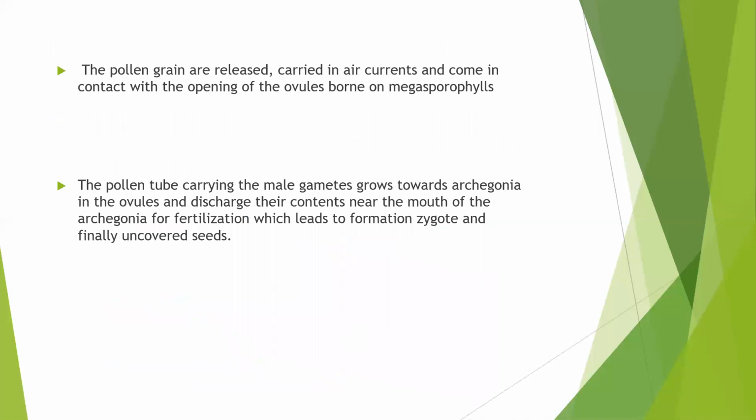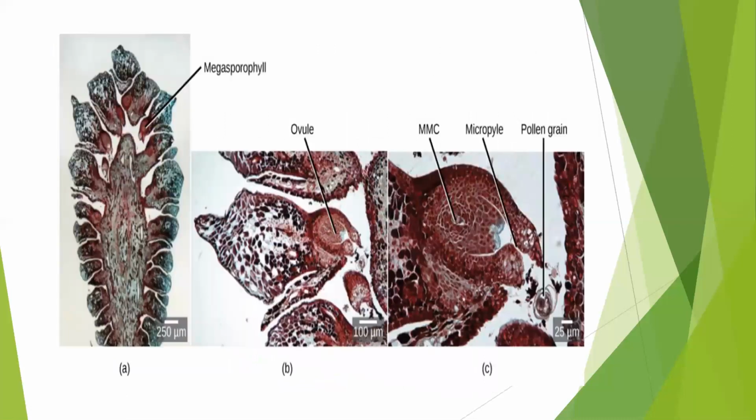Now, when the pollen grains are released, they are carried by air currents. They come in contact with the opening of the ovule borne on the megasporophyll. Let me show you here. Here you can see this is the megasporophyll. This is the female cone. You can see this is the ovule.